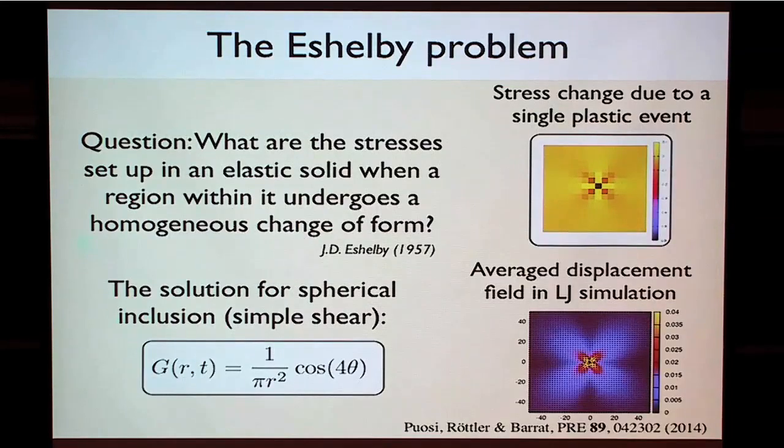Next, what we will put into the model to describe the elastic interaction, this was shown already by Itamar Procaccia earlier. For the simple shear case, you can have a propagator that has this form for the stress. And it's depicted here, so it has this typical quadrupolar form that we saw already several times. And this is simulations. When you look at the average non-affine displacement field in Lennard-Jones simulations, you can really reproduce this. This is a very beautiful work, which is very recent.